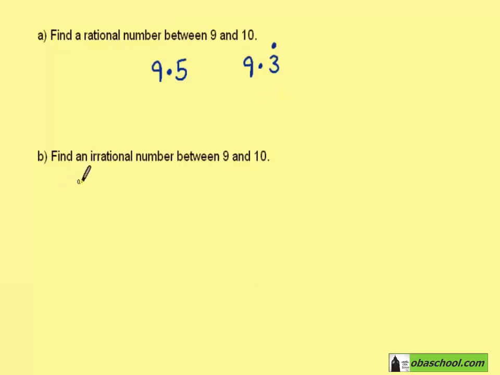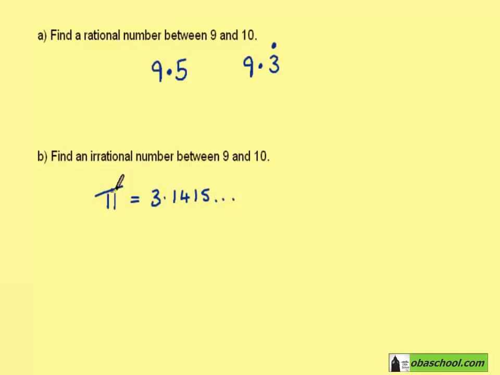We now want to find an irrational number between 9 and 10. This is more difficult, but bear in mind that pi is 3.1415 and so on, and you could always retrieve this number from your calculator if it's a calculator paper.